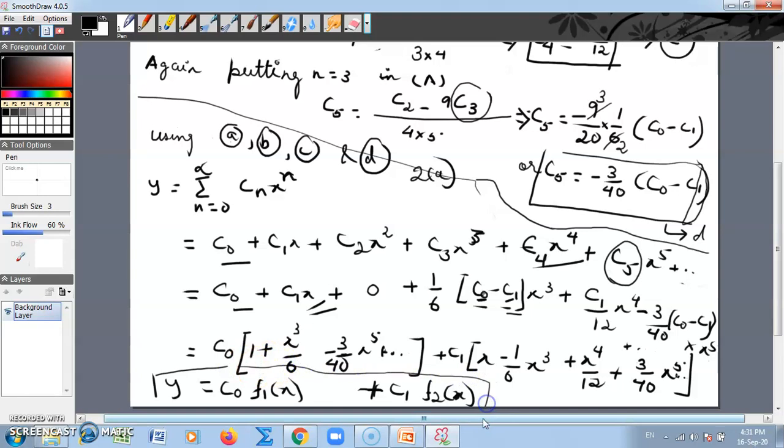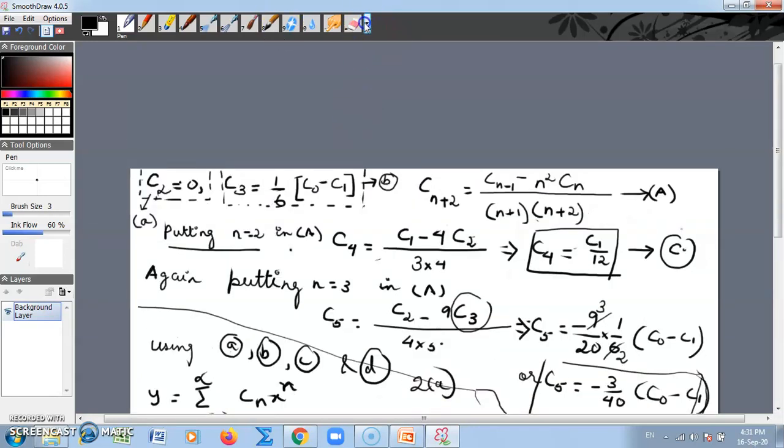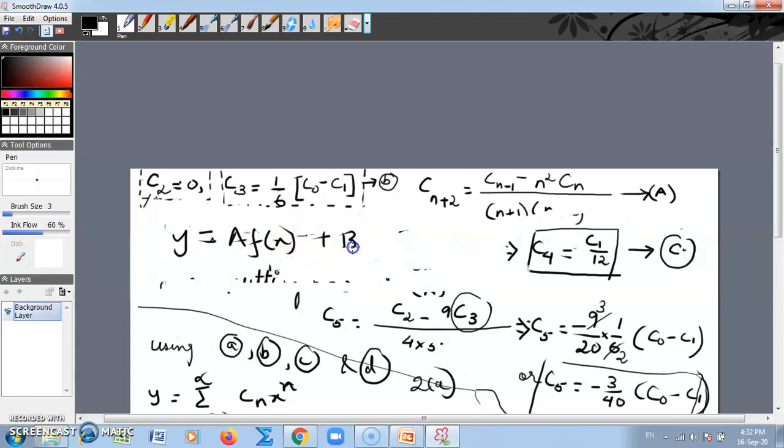So a series solution just gives an approximate idea about the function, and this is the series solution of a differential equation. Compare it with a second order differential equation, where the solution y is a function of x, a times one function of x, plus b times another function of x, like this.